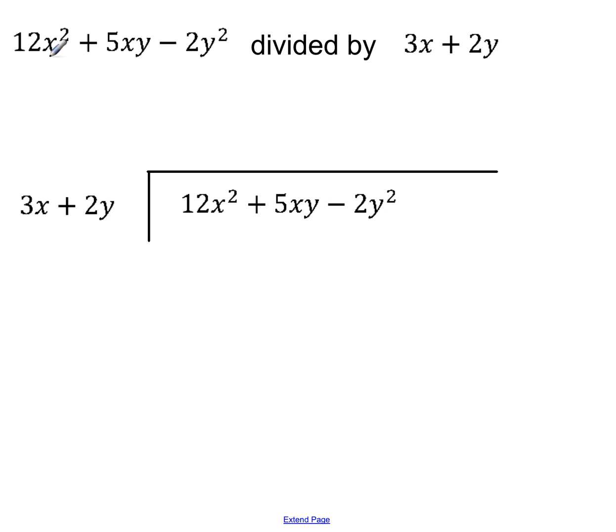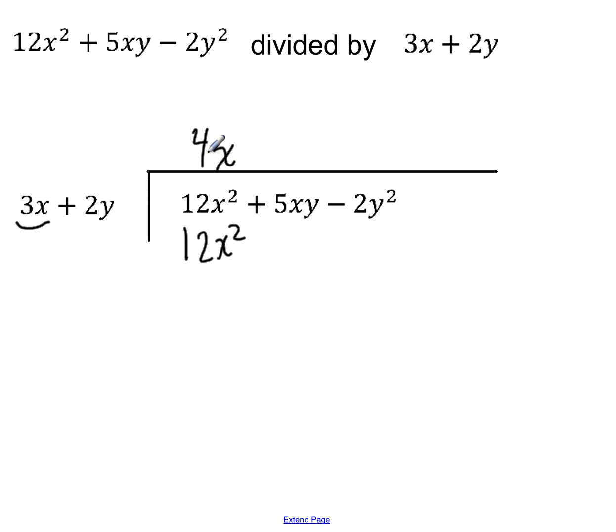Now I'm going to deal with multiple variables in it. Okay, so 12x squared plus 5xy minus 2y to the second divided by 3x plus 2y. Okay, this one it's tempting to put in placeholders, but there's no placeholders with the multiple variables. What you do is you say, okay, I'm only going to focus on this and this right now. What's going to make those match up? Well, if I multiply 3x times 4x, I'll get 12x squared. So that worked out perfectly.